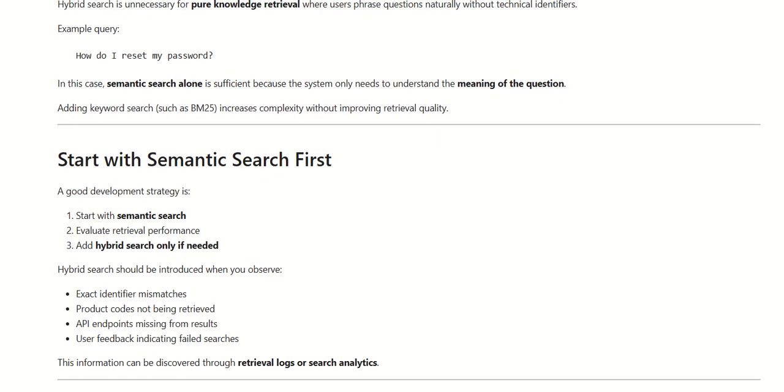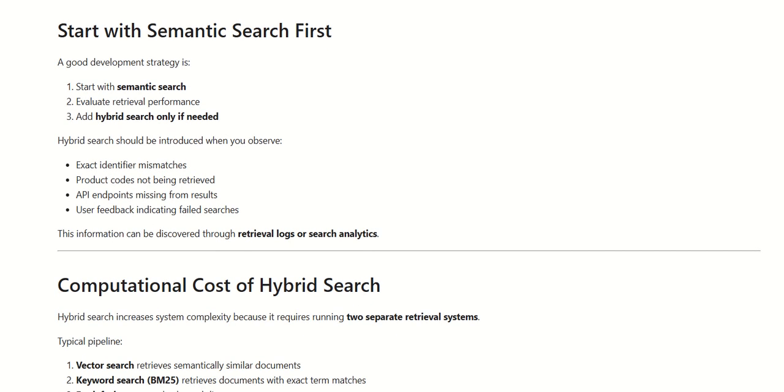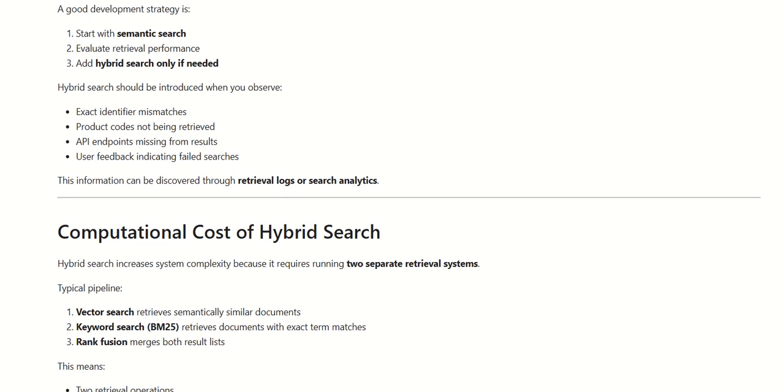Start with semantic search first. A good development strategy is to start with semantic search, evaluate retrieval performance, and add hybrid search only if needed. Hybrid search should be introduced when you observe exact identifier mismatches, product codes not being retrieved, API endpoints missing from results, or user feedback indicating failed searches. This information can be discovered through retrieval logs or search analysis.